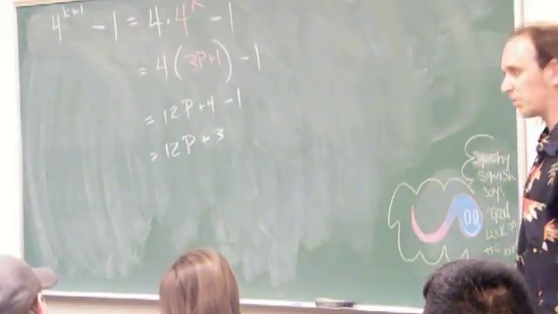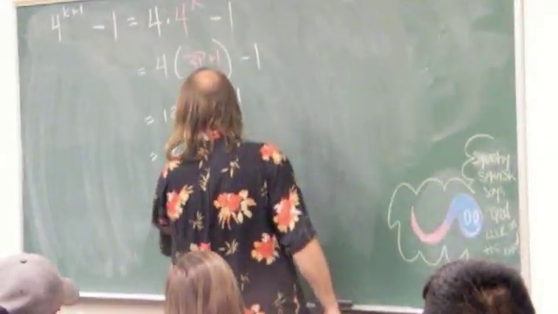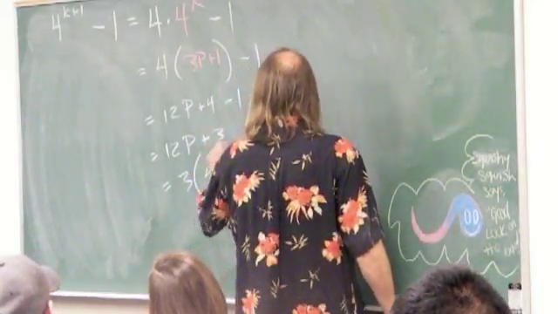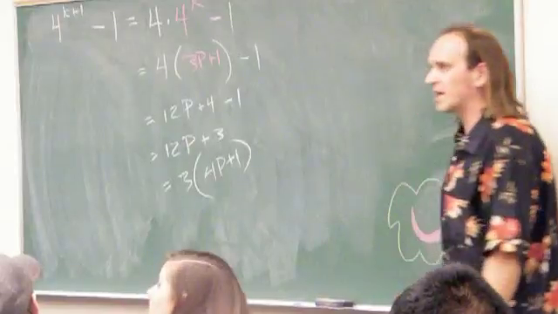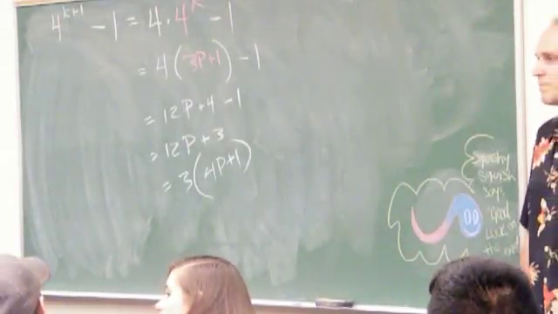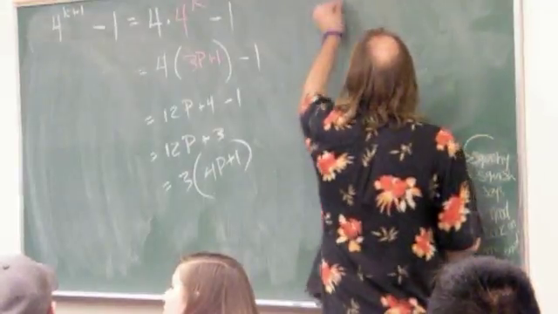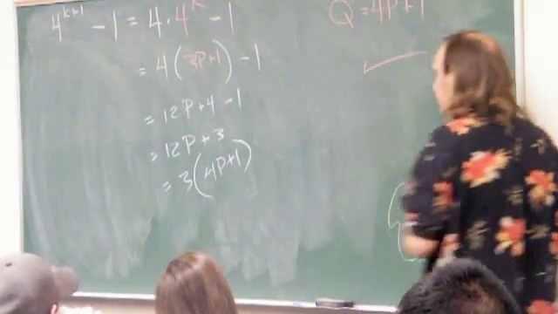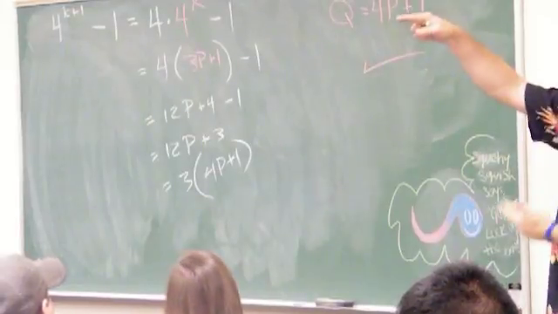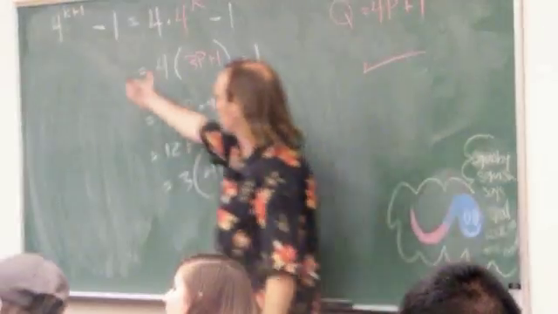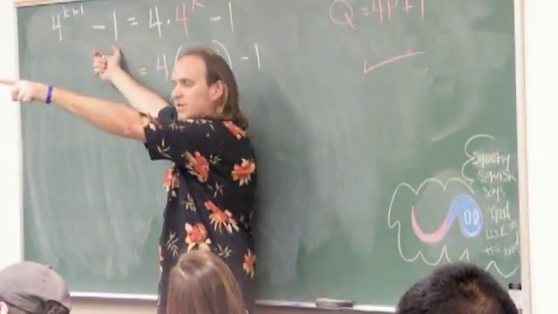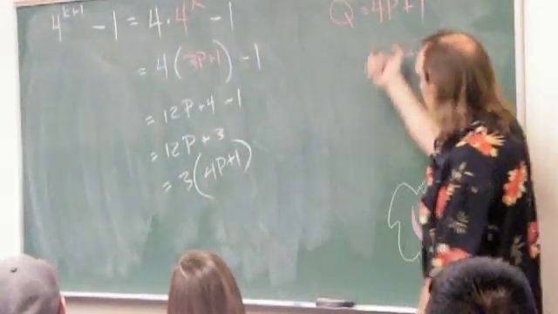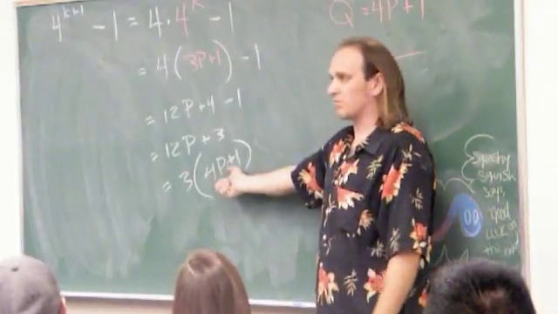And that's what we want. We want a 3 in there. So of course this would be 3 times something. So what does that mean? q is equal to 4p plus 1. And you're done. We figured out a value for q for the k plus 1. We want to show that it's equal to 3q. We screwed around with the left-hand side, and that's our q, 3 times something.